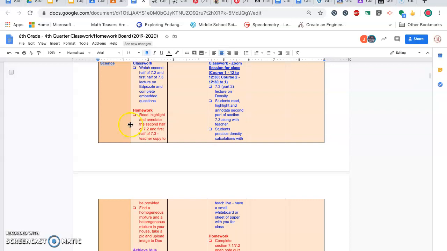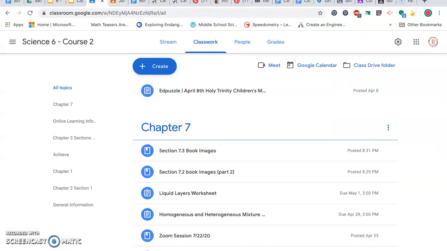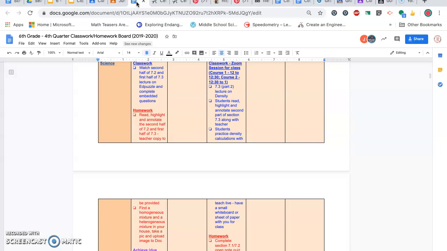For this evening, I have posted the images of your book for the part of 7.2 that I'm going over today, the second half of 7.2, as well as 7.3. So make sure that you go online and read and highlight and annotate what I have on my pages. And then the other part of the assignment I'll show you in a moment after we go over it, but you're going to be finding heterogeneous and homogeneous mixtures in your home.